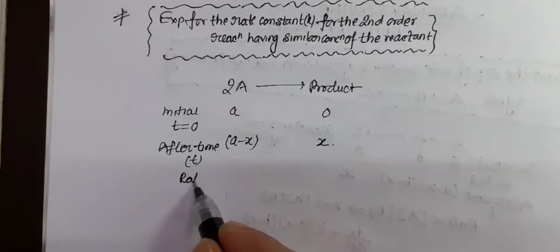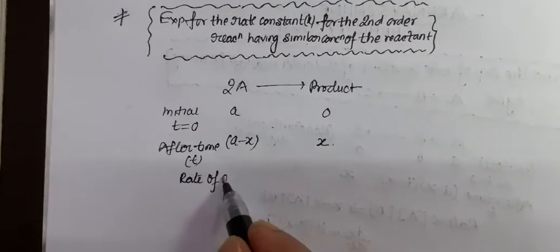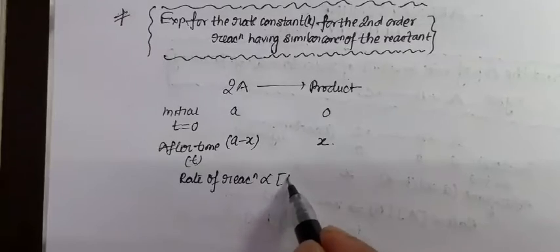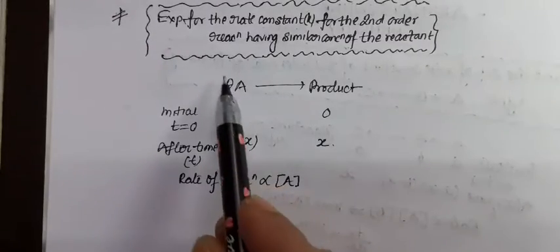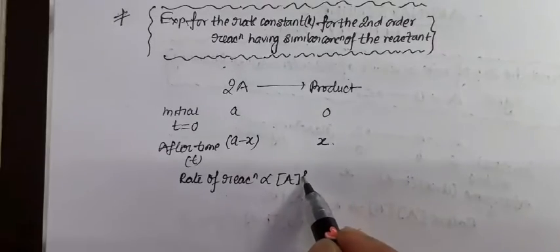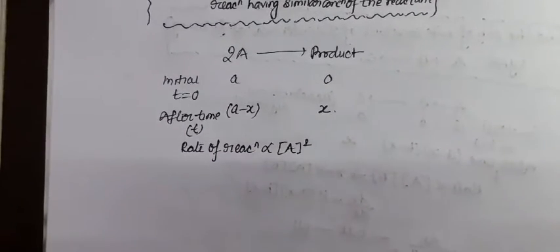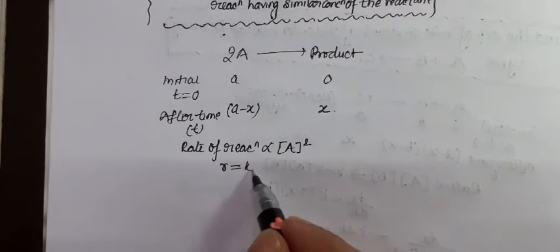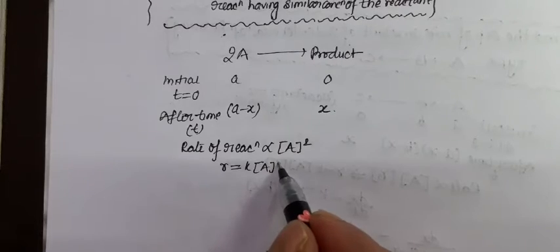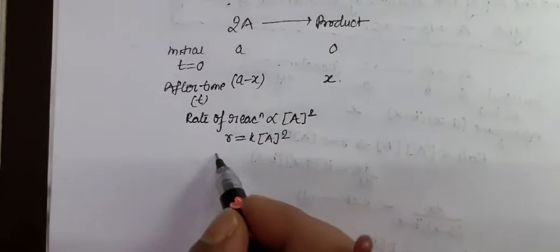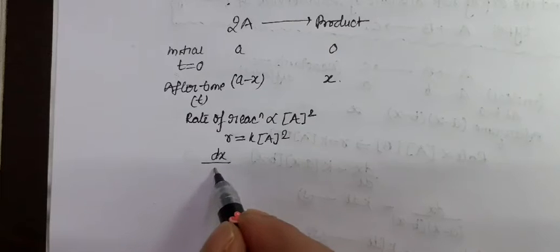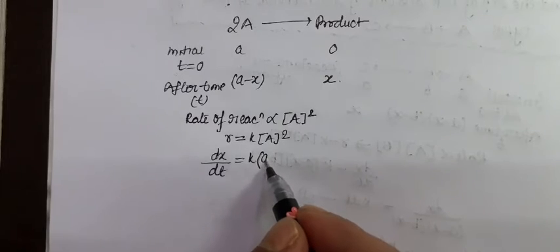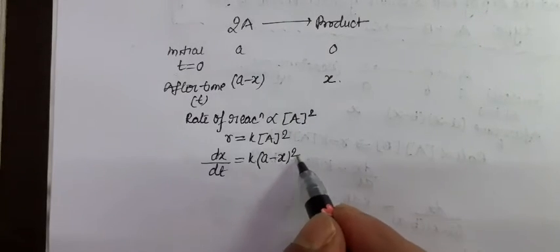As we know, the rate of reaction is directly proportional to the concentration of the reactant raised to the power of its coefficient. So it is A to the power 2. Rate of reaction represented by small r equals K A to the power 2, and rate can be written as dx by dt equals K, and the reactant concentration becomes a minus x whole square.